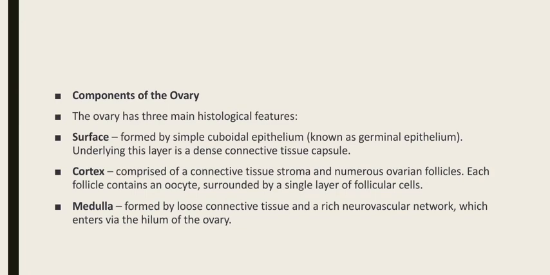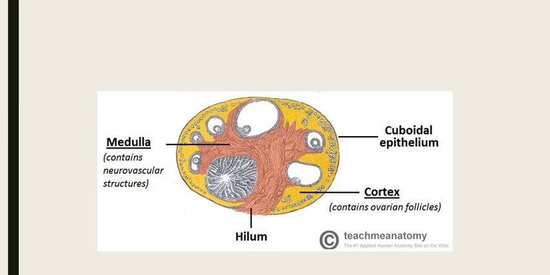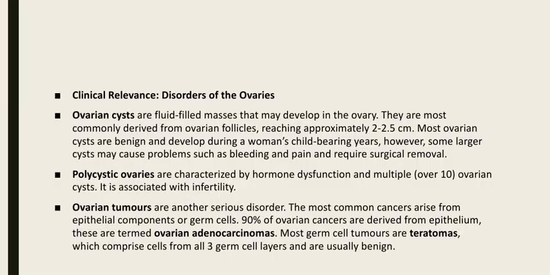Medulla. This is formed by the loose connective tissue and a rich vascular network which enters via the hilum of the ovary. Medulla. This contains a neurovascular structure. Cortex. This contains the ovarian follicles. The hilum, the next one, which has the cuboidal epithelium at the surface.